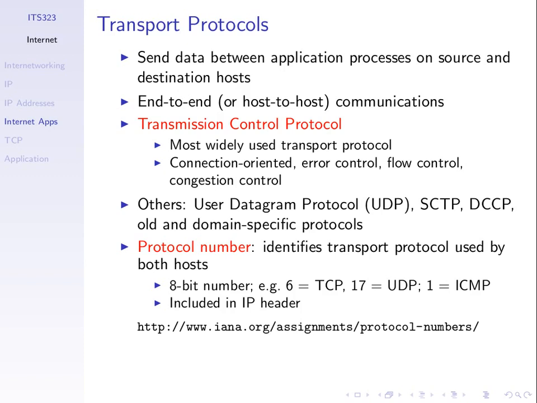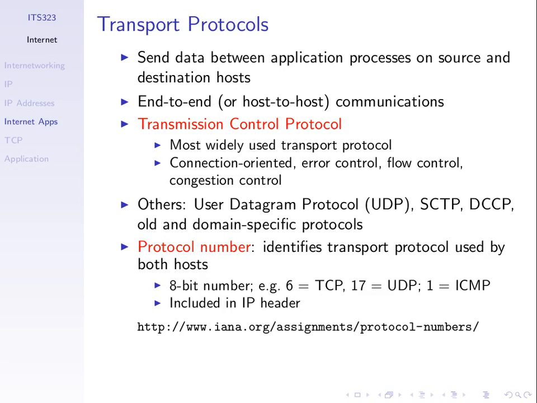Transport protocols support communications between processes, application processes. So an application runs as a software process on your computer, and transport protocols allow communication of data between a process on my computer and a process on the server computer. Transport layer and application layer are host-to-host or end-to-end communications. The routers are not involved. They just forward the data.